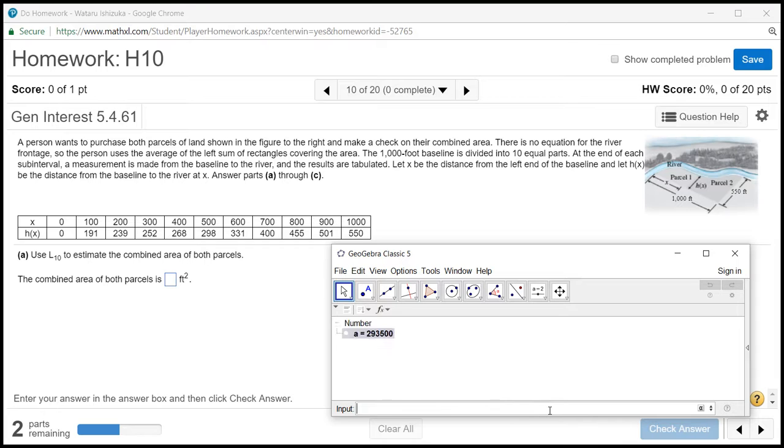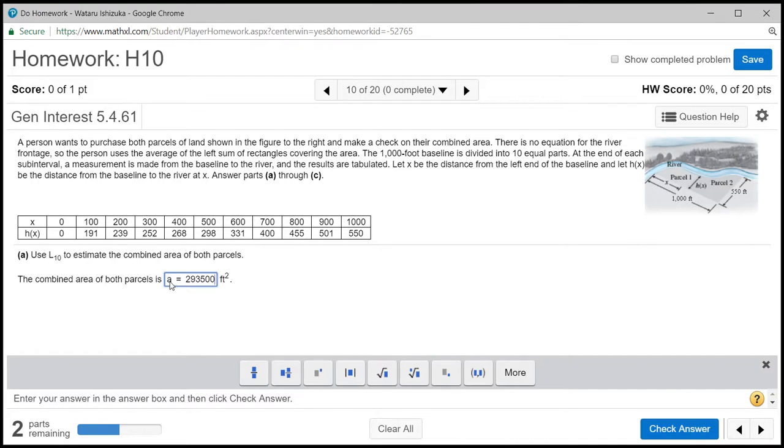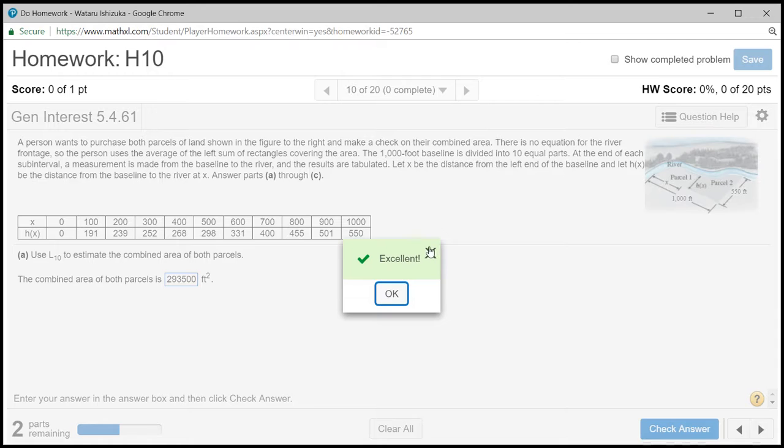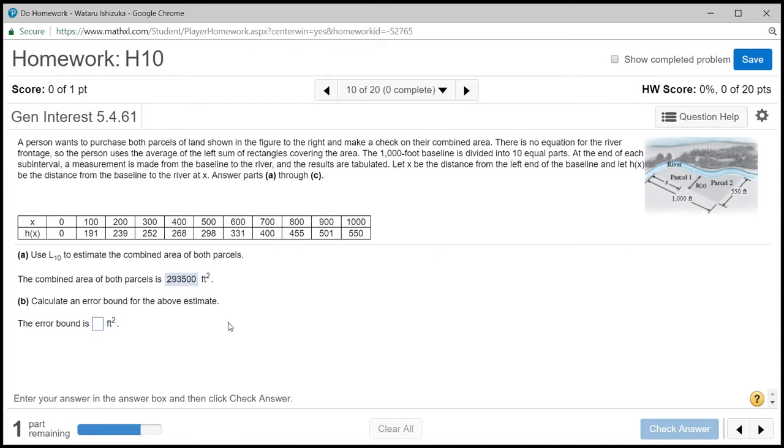So I'm going to hit enter. This is the answer here, so let's type it in. All right, this is the value. Let's check the answer. We got that. And we want to find the error bound for the above estimate.